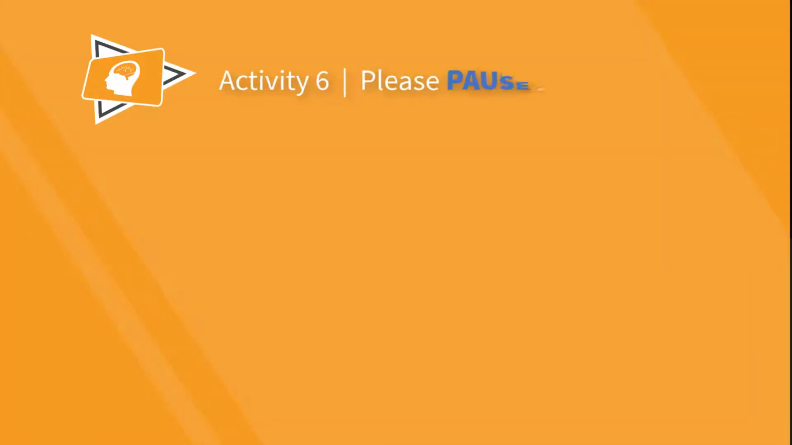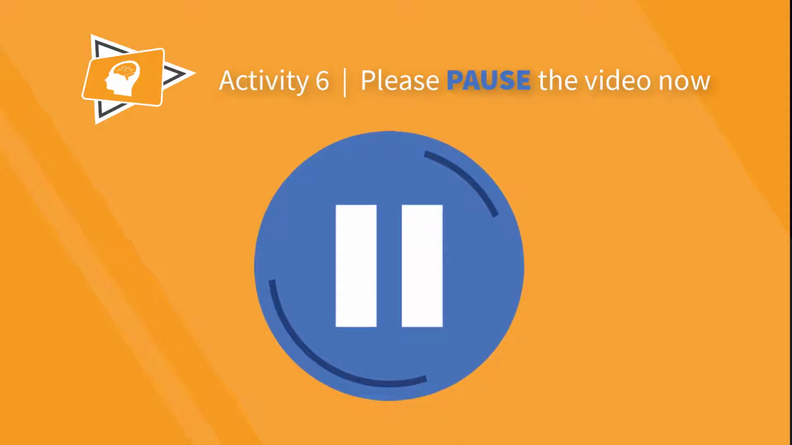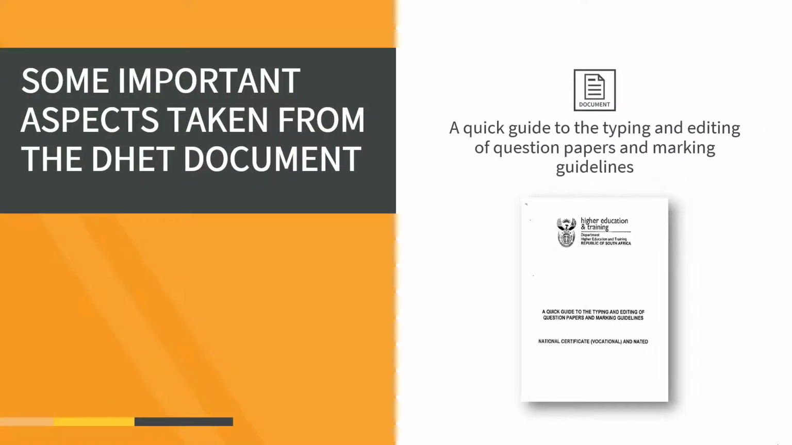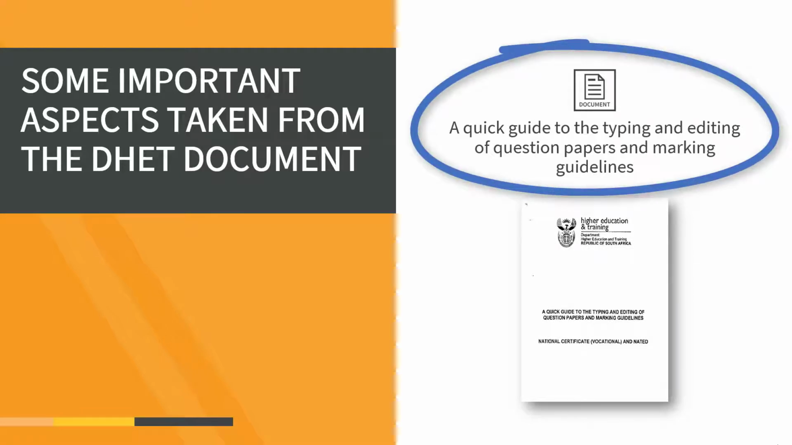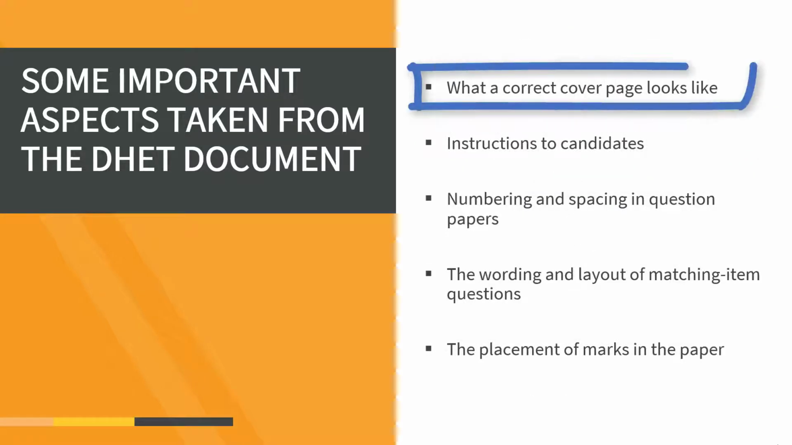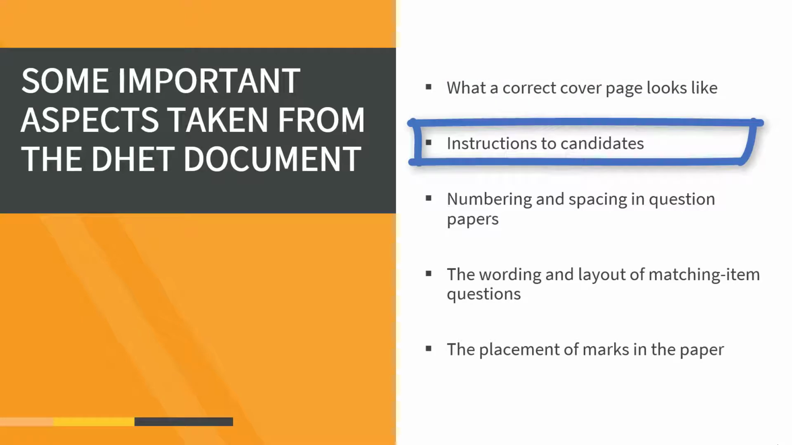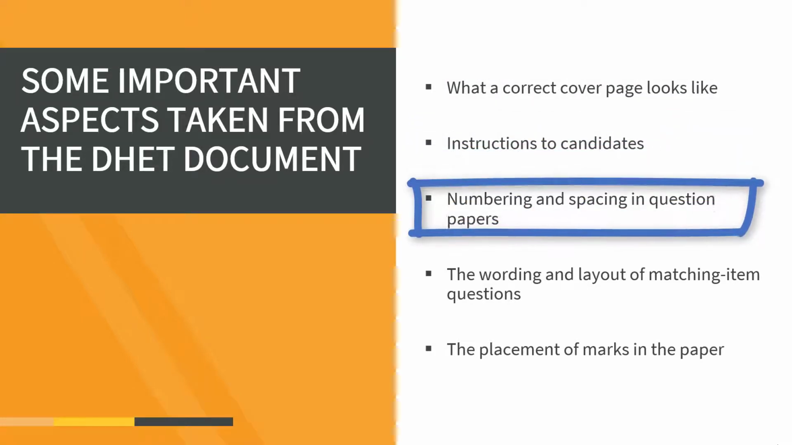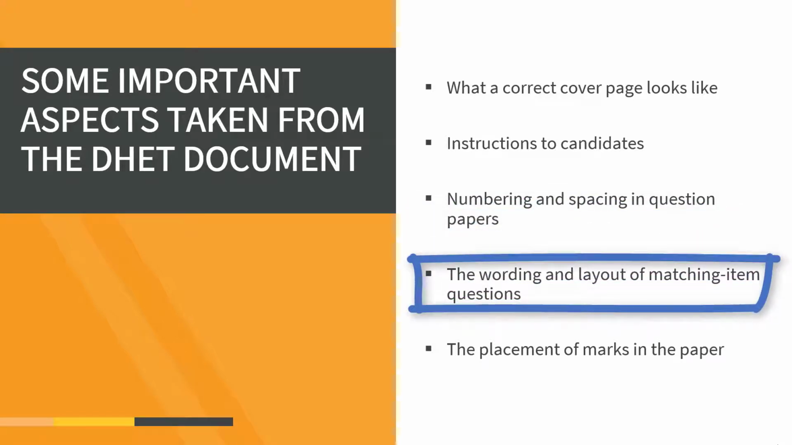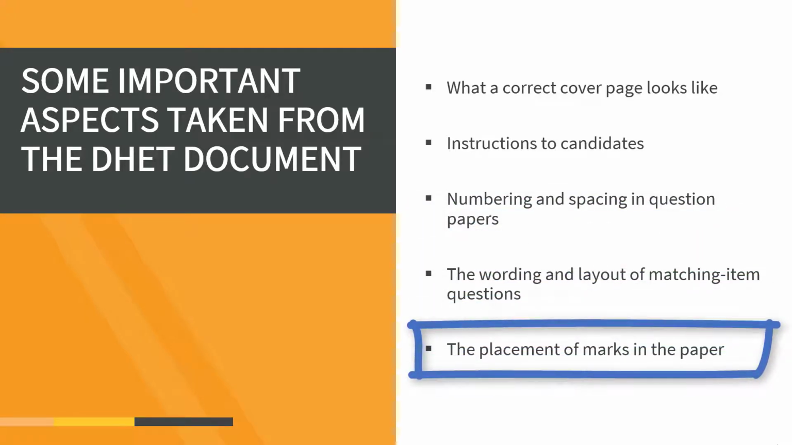Start by doing Activity 6. Please pause the video now. Some important aspects taken from the Department of Higher Education and Training document, a quick guide to the typing and editing of question papers and marking guidelines: what a correct cover page looks like. Instructions to candidates. Numbering and spacing in question papers. The wording and layout of matching item questions. The placement of marks in the paper.